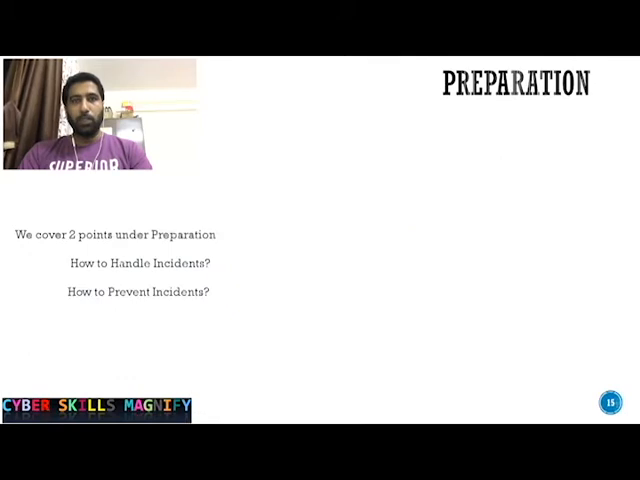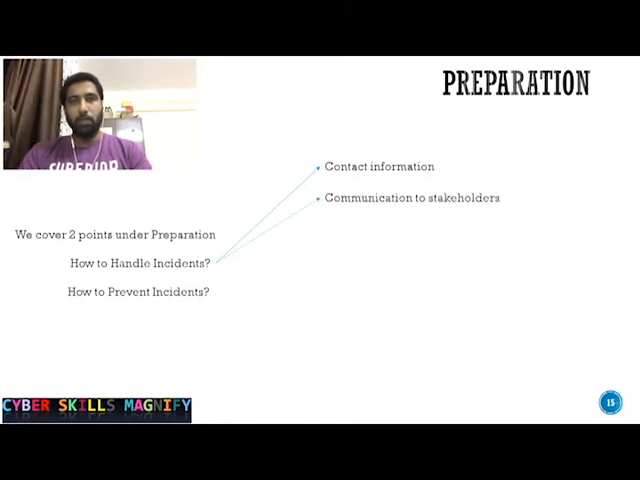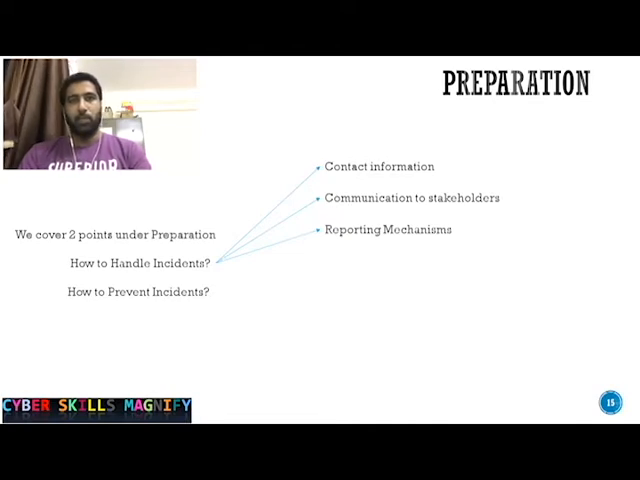Under preparation, we cover 2 points: how to handle incidents and how to prevent incidents. First, you need to maintain a complete list of contact information for team members and others within and outside your organization. This information may include phone numbers, email addresses, and instructions for verifying the contact's identity. Communication to stakeholders. This is necessary as on-call information for other teams within the organization, including escalation information, should be available. Reporting mechanism. This should include phone numbers or email addresses, online forms, and secure instant messaging systems that users can use to report suspected incidents. At least one mechanism should permit people to report incidents anonymously.